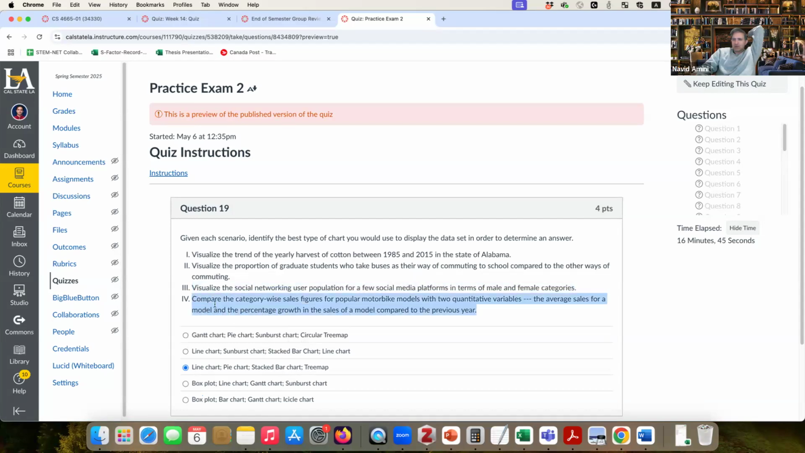Compare the category-wise sales figures for popular motorbike models with 2 quantitative values: the average sales for a model and the percentage growth. So when you say 2 quantitative variables, you don't have many options. Okay. And in this class, we learned tree maps.